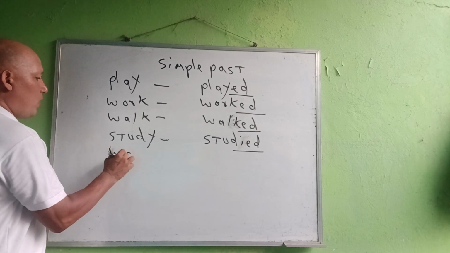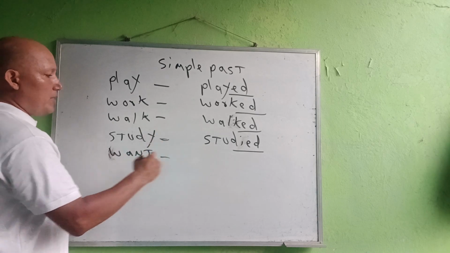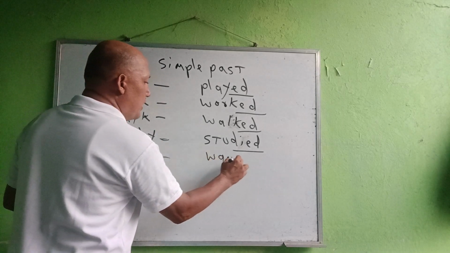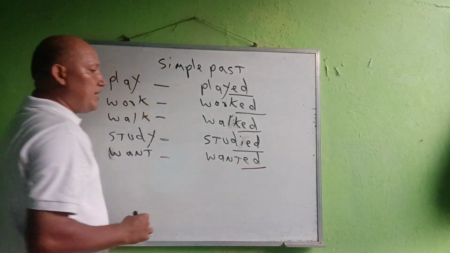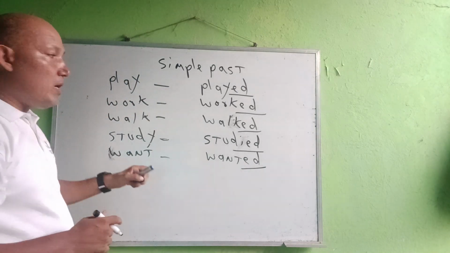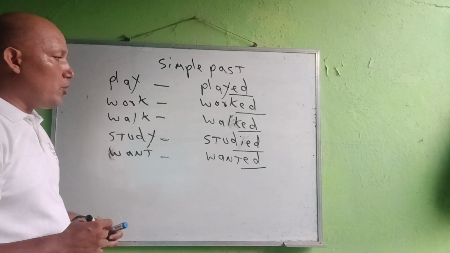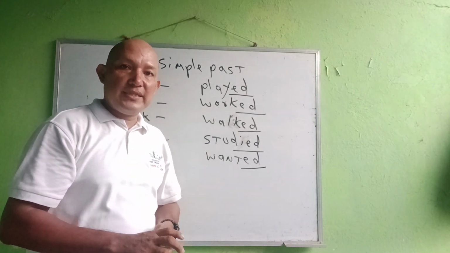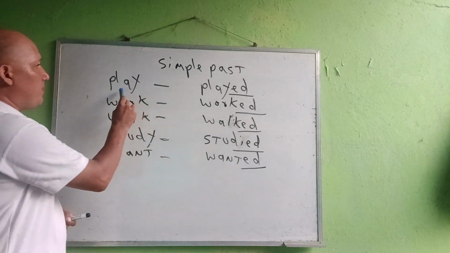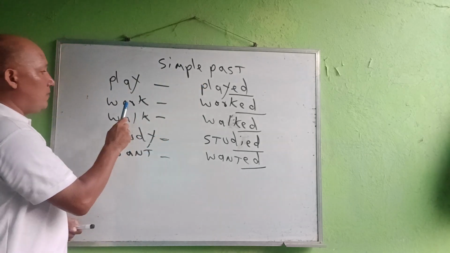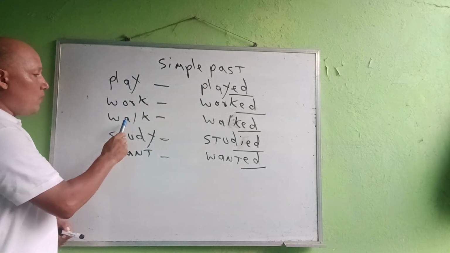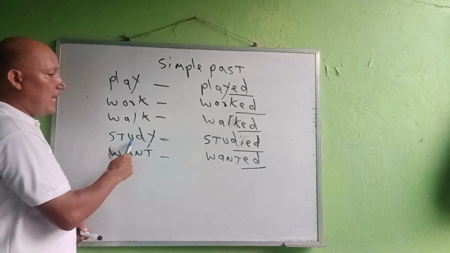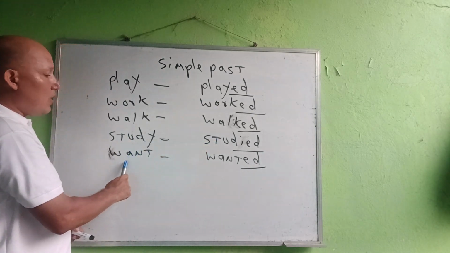One more example of a regular verb, for example, want. What is the past tense? The past tense is wanted. We add ed because it's a regular verb. Here you have some regular verbs written on the board, because I'm going to explain how to write sentences in simple past tense, okay? For example, play, played, work, worked, walk, walked, study, studied, want, wanted.